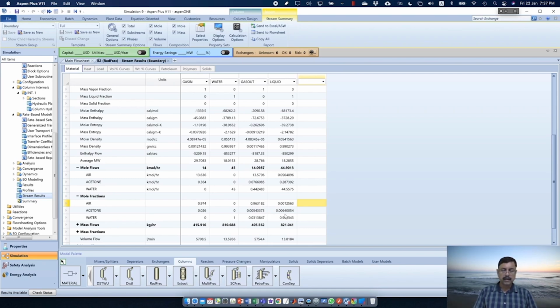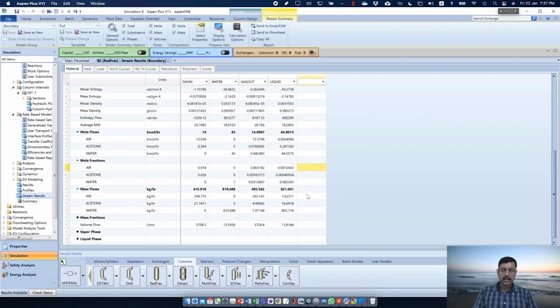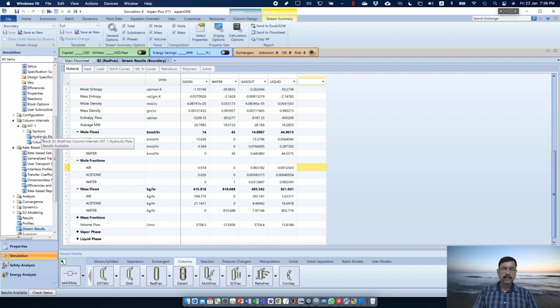Almost everything has gone into, you can see the mass flow, it will look better. Out of 394, 393 kg per hour has gone into the gas out for air. Acetone was only 21 kg per hour. Out of that, 16.69 kg has gone into the liquid. Only 4.45 kg is going into the gas out. Now our job is not complete. We have to see the hydraulic plot and understand whether there is any flooding.